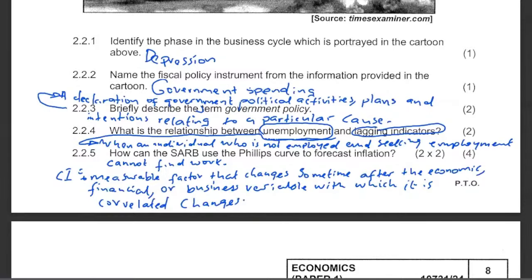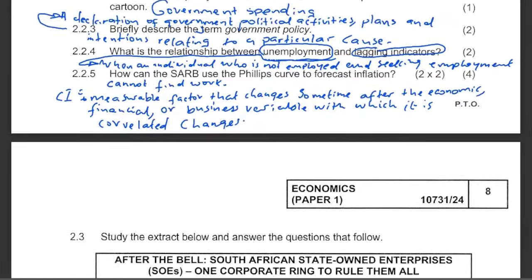Okay, right, grade 12. Under 2.2.2, we have unemployment, which refers to an individual who is not employed and is seeking employment but cannot find one. So a lagging indicator is a measurable vector that changes some time after the economic, financial, or business variable with which it is correlated changes. Okay, right. So now let's check 2.2.5.